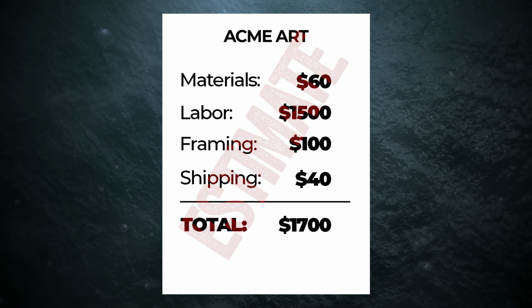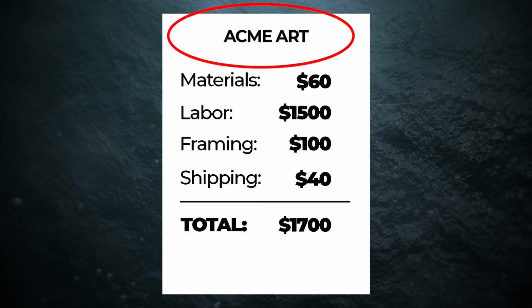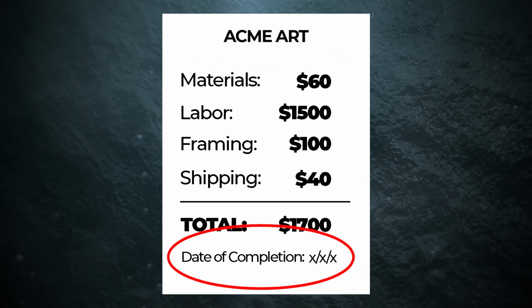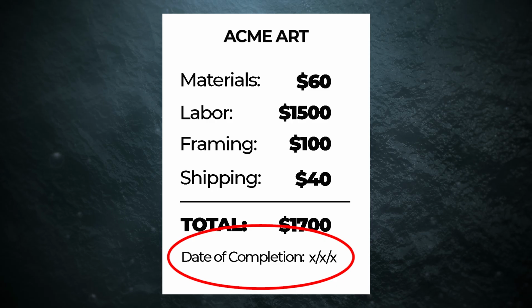This estimate should be professionally created and may include a logo or letterhead. It should also include the date of completion or the date in which you plan to ship the artwork to the client. It's a good idea to get a deposit before you begin work on the artwork. The client might pay a percentage of what the finished artwork is going to cost, or they may just pay for the materials ahead of time. It's completely up to you how you handle this.